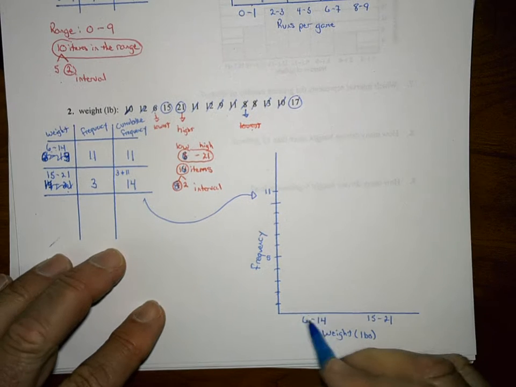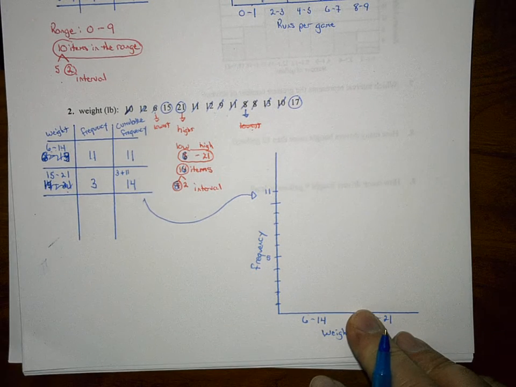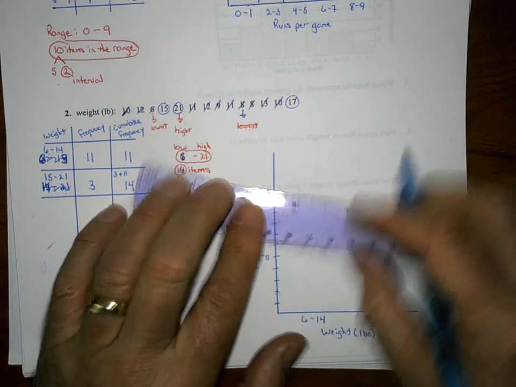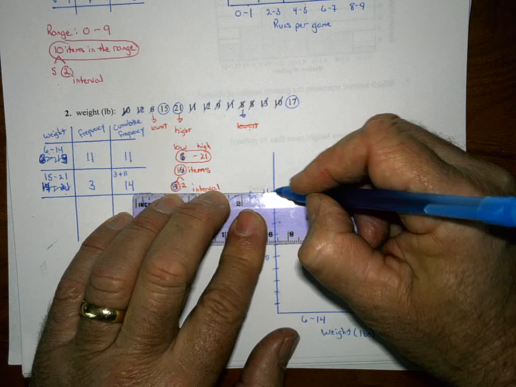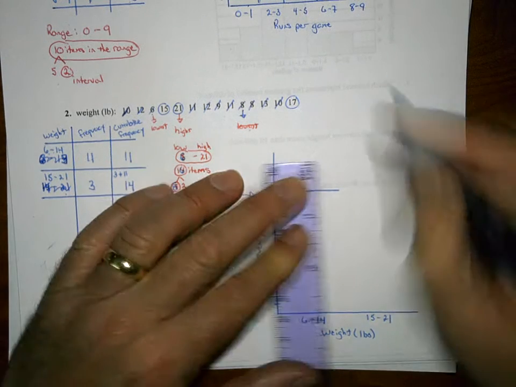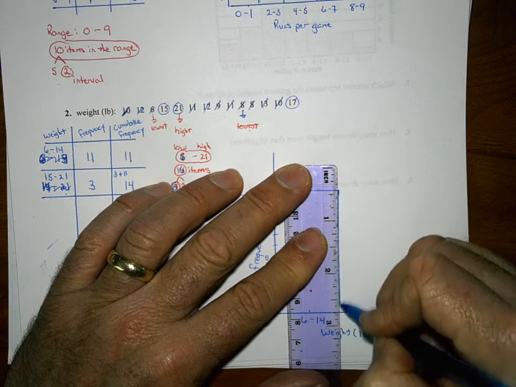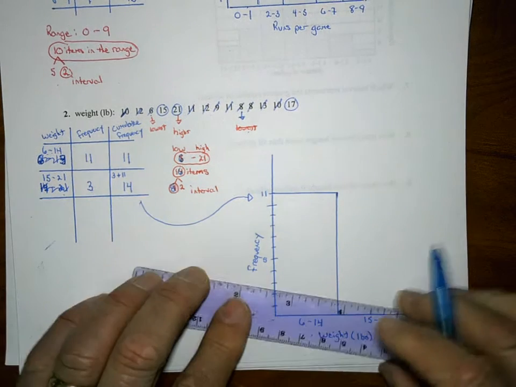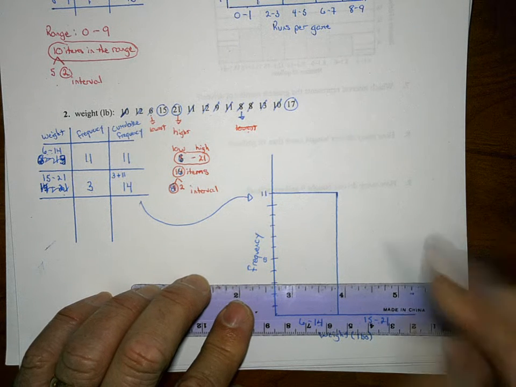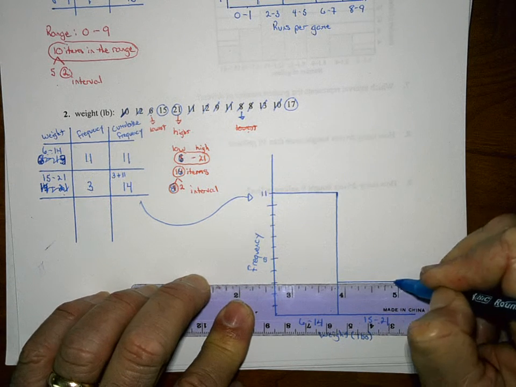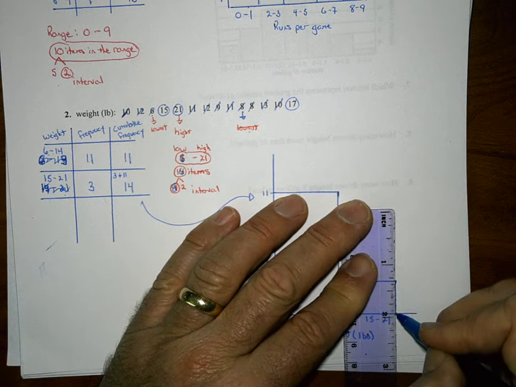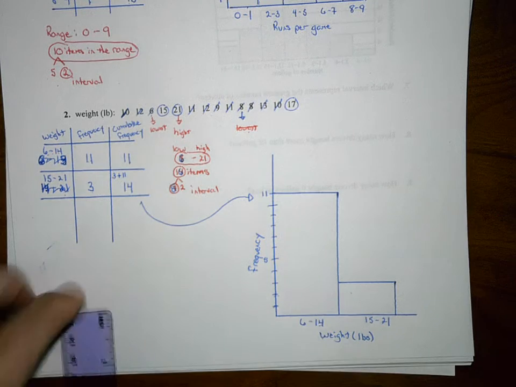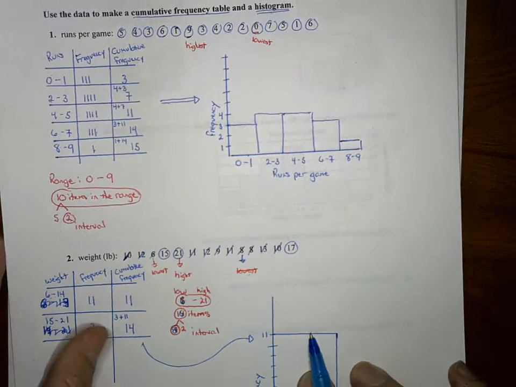Okay, so for 6 to 14, the frequency was 11, so I'm going to draw a bar for 6 to 14 going all the way up to 11. So this would be my representation of the interval 6 to 14 pounds. For 15 to 21 pounds, the frequency was 3, so I'm just going to go up to 3 right here and make another bar like this. So you guys, this would be my histogram if I only set up an interval of every 8. Then I only end up with 2 bars there. Okay, moving on to the back side here.